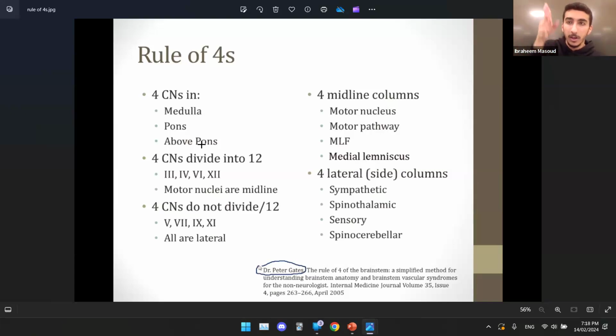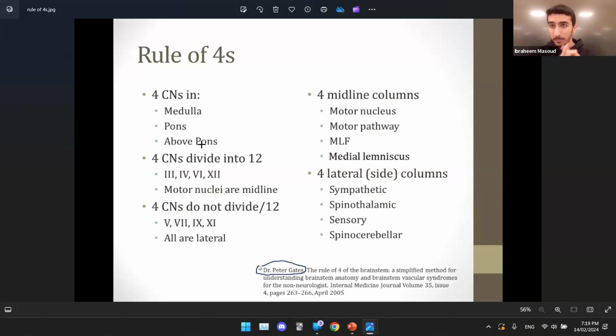They're in the middle. So we said 3 is in the midbrain, so it's in the middle of the midbrain. 4 is also in the midbrain, in the middle. 6 is in the middle of the pons. We said 6 is in the pons, and we know it's in the middle. We said 12 is in the middle, and it's also in the medulla, because 9 to 12 is in the medulla. So now we know these 4 nuclei, where are they?